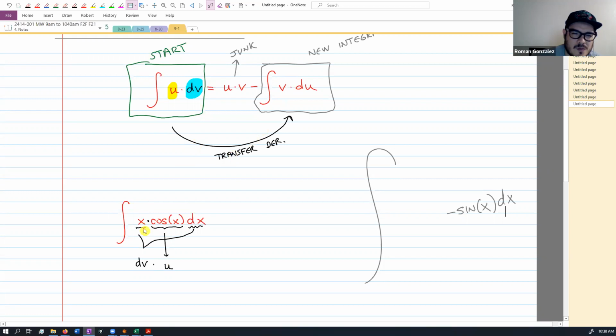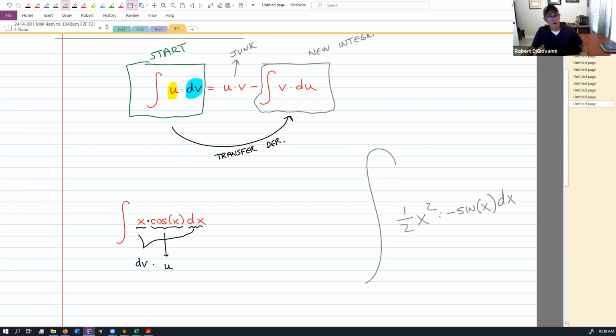X squared. Yeah, power rule, right? 1/2 x squared. Right? 1/2 x squared. Do you see that? Everyone see that? And then look, going back the other way Roman did it, it was this.